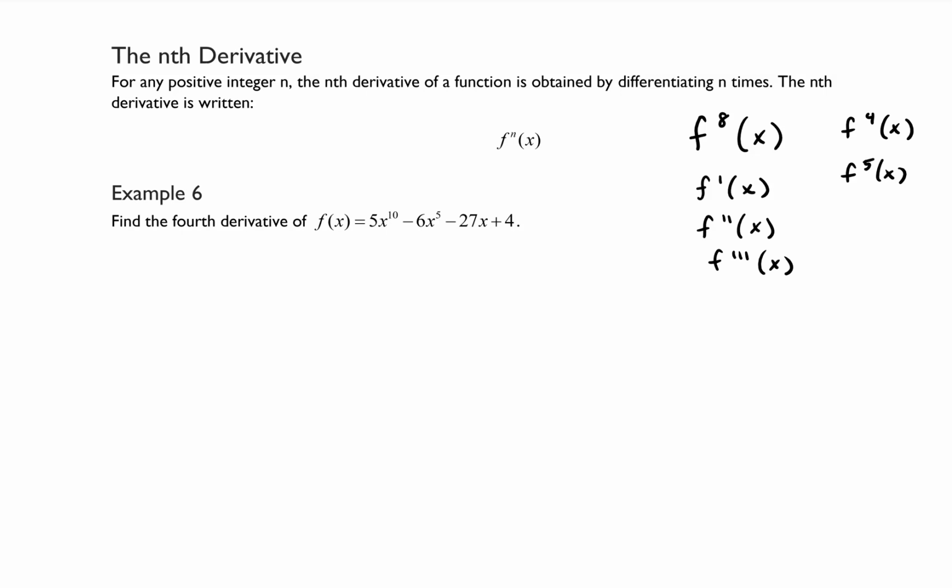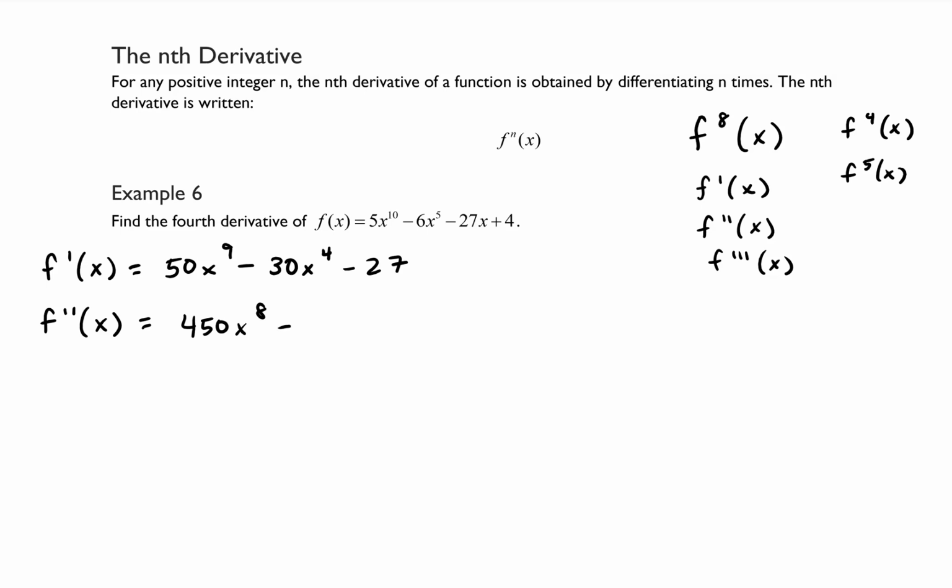So example 6 wants us to find the fourth derivative of f of x equals 5x to the 10th power minus 6x to the 5th power minus 27x plus 4. So the first derivative is going to be 50x to the 9th power minus 30x to the 4th power minus 27. Then we want to find the second derivative, and that's going to be 50 times 9 is 450, 30 times 4 is 120. And then the derivative of 27 is just 0.